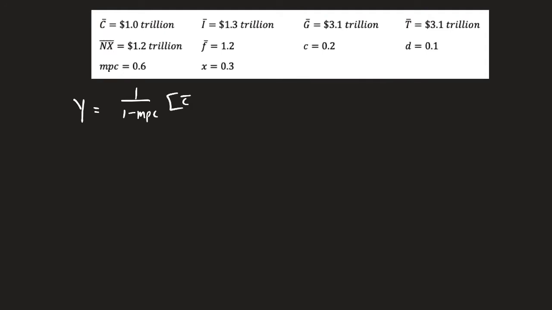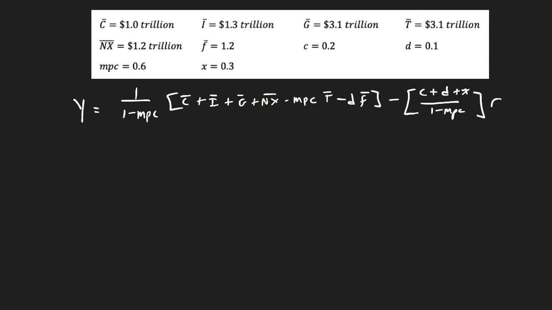And then we have times C bar, I bar, G bar, and X bar. We have minus MPC times T bar, minus D times F bar, minus, and then we have all of the response variables, C plus D plus X, all over 1 minus MPC, that times R. R is our unknown here. So we just have to plug things in and figure this out.